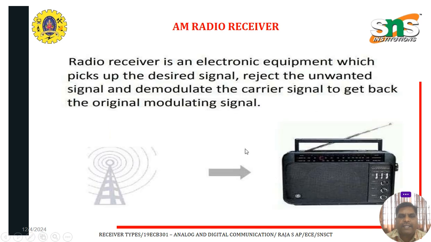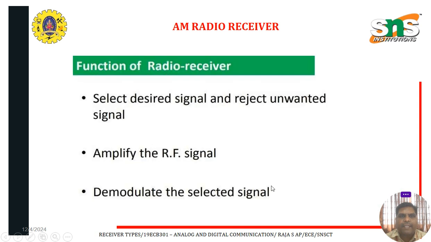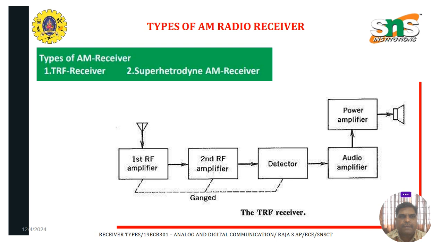So in order to avoid this, we are going to use the AM radio receiver. A radio receiver is an electronic equipment which picks up the desired signal, rejects the unwanted signal, and demodulates the carrier signal to get back the original modulated signal. So this is how an AM radio receiver looks. The main functions of radio receivers are: it selects the desired signal and rejects the unwanted signal, it amplifies the RF signal, and it demodulates the selected signal.